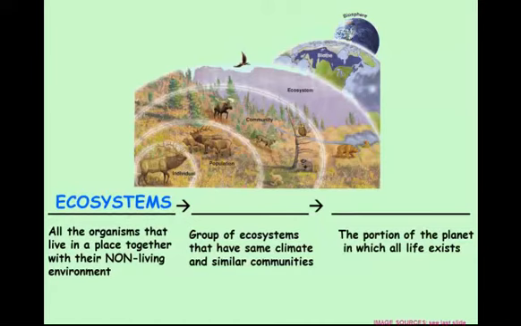Now, if I look at groups of ecosystems that have similar climates, similar communities, organisms living there, I get what's called a biome. And we have desert biomes, forest biomes, grassland biomes. There's similar kinds of ecosystems. Okay, and now if I take all of those different kinds of biomes on the planet, all the places that organisms can live, we get what's called the biosphere, the portion of our planet.